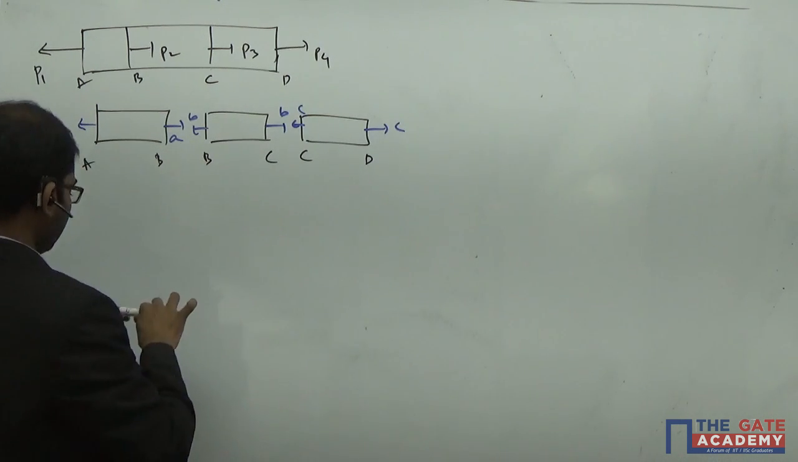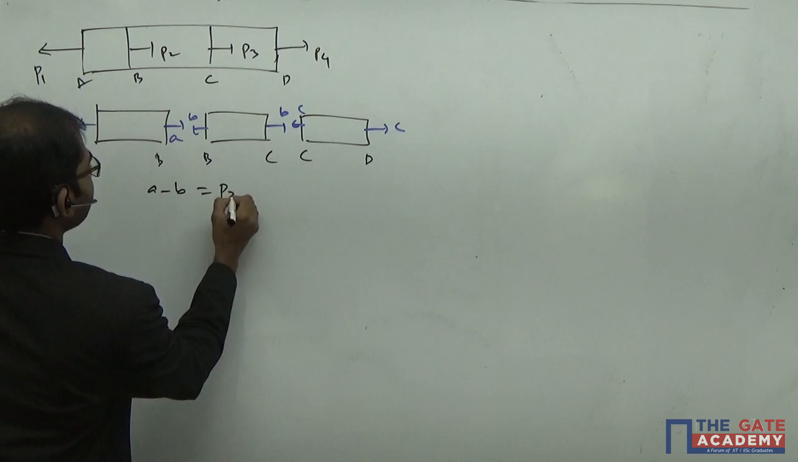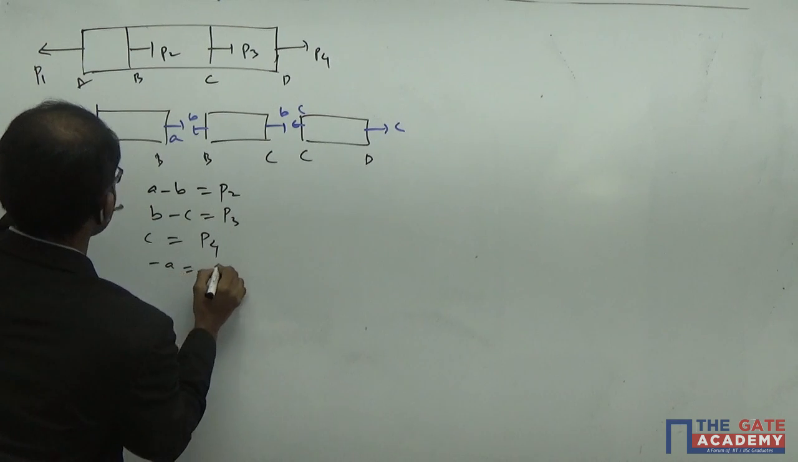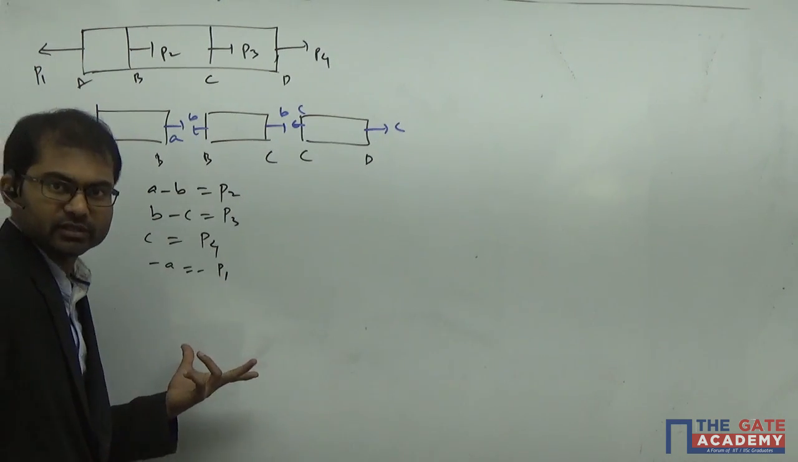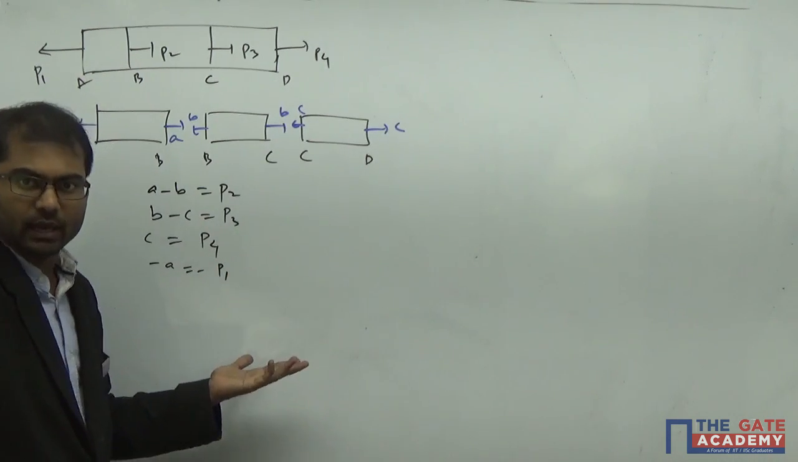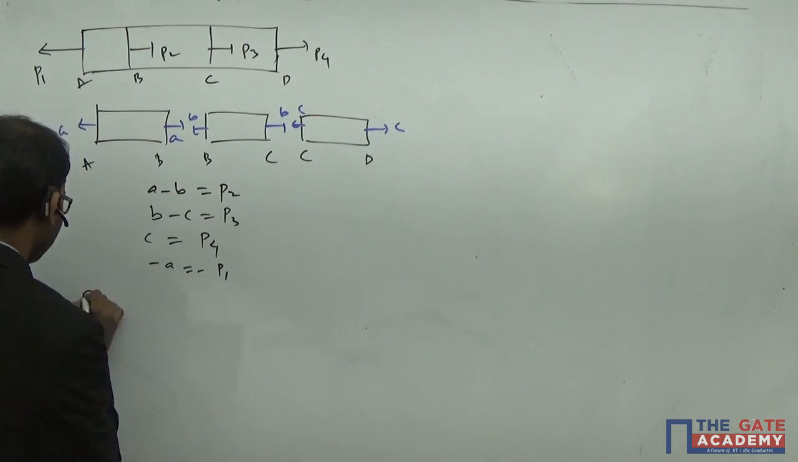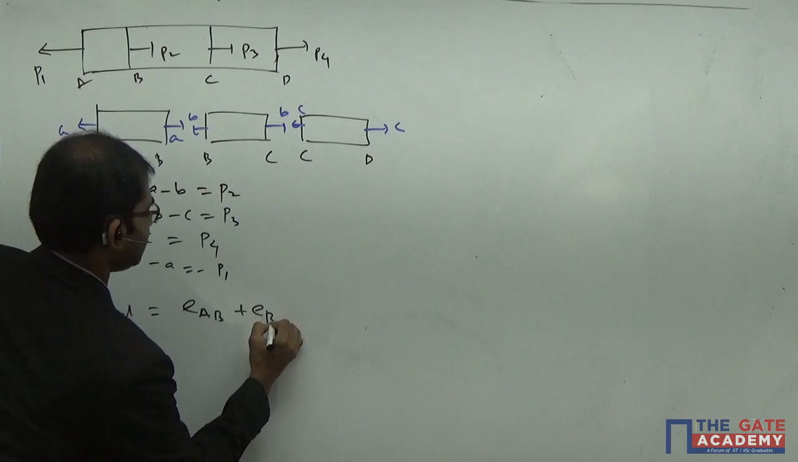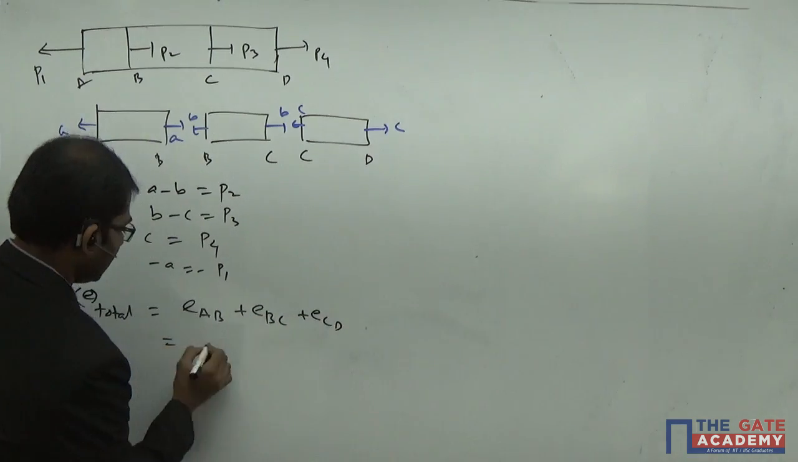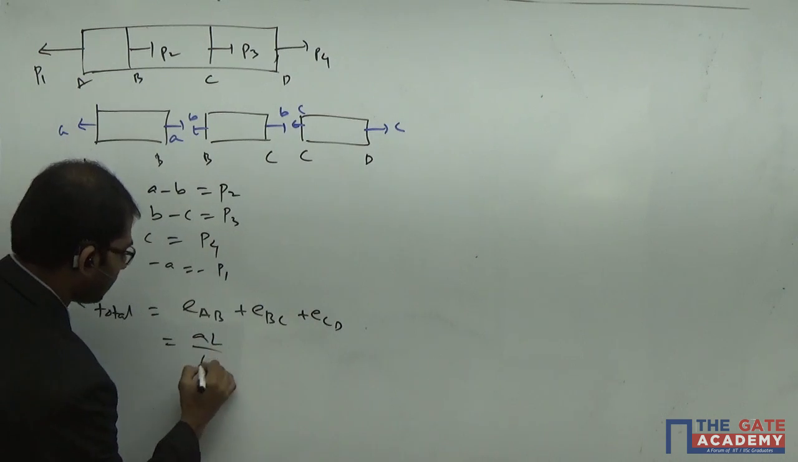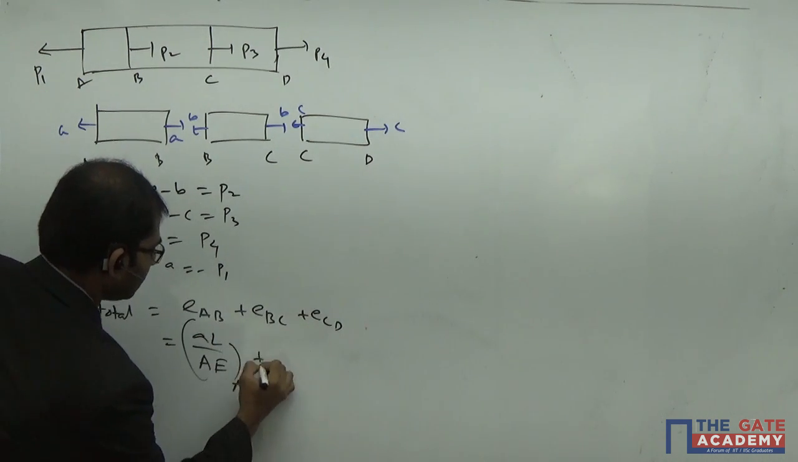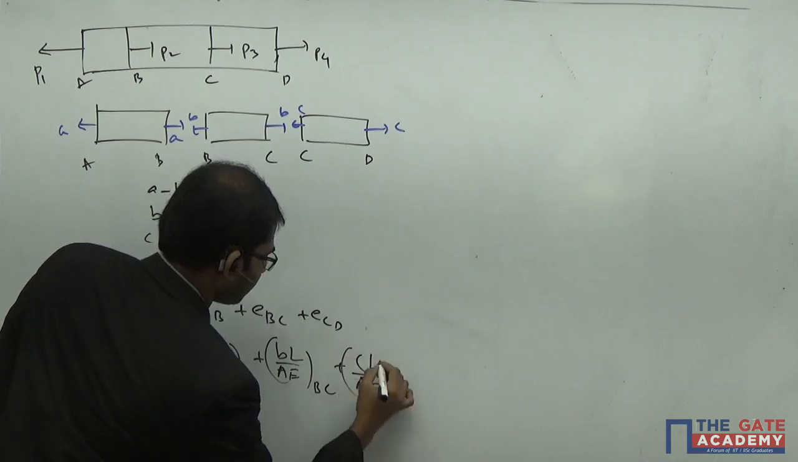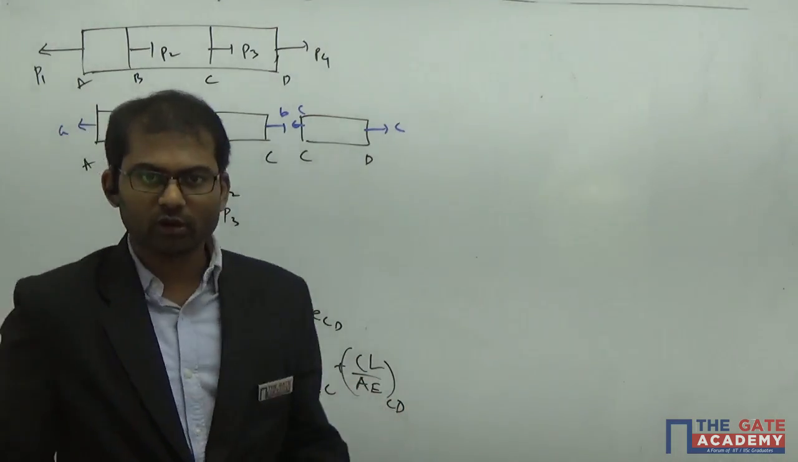So you have got the relation that A minus B is equal to P2, B minus C is equal to P3, C is equal to P4, and minus A is equal to minus P1. So we got all the equations, and from these we got the values of A, B, C. The total elongation is given by elongation of AB plus elongation of BC plus elongation of CD. Understand? Simply the PL by AE formula will be there: AL by AE of the AB section plus BL by AE of the BC section plus CL by AE of the CD section. This is the way in which we have solved linear changes problems.